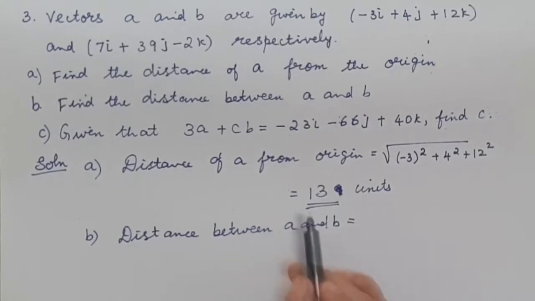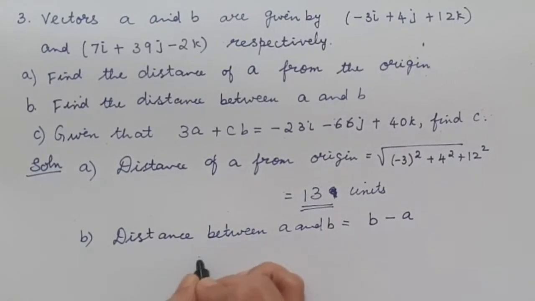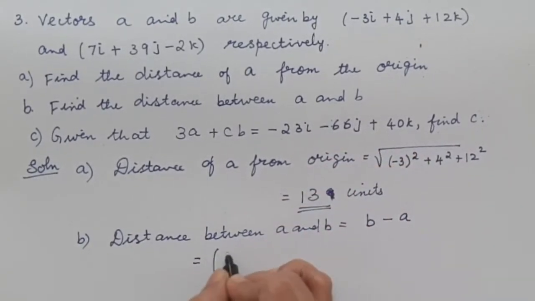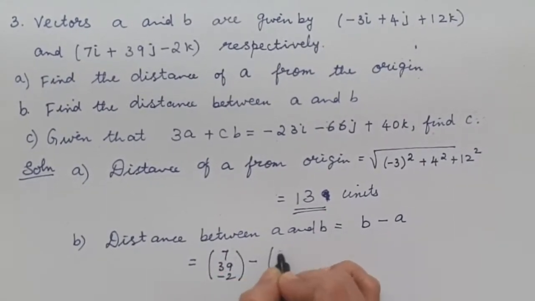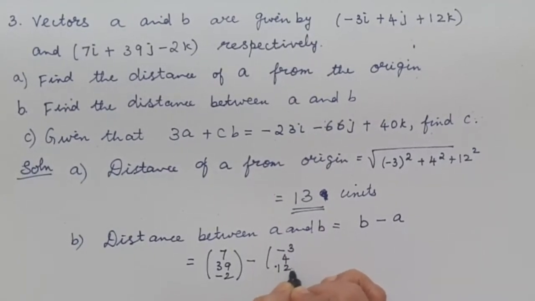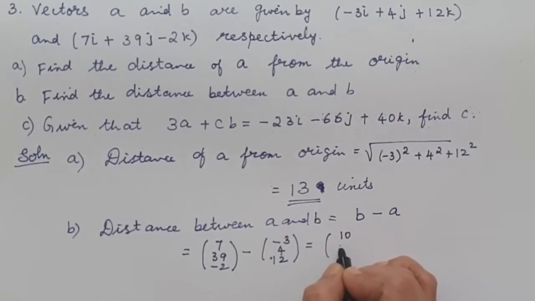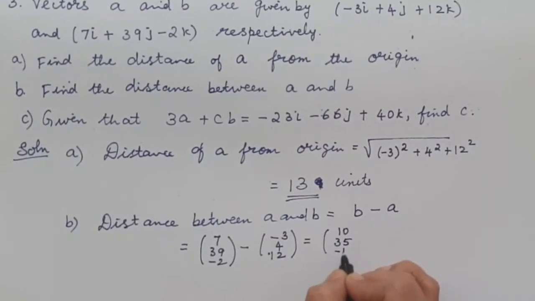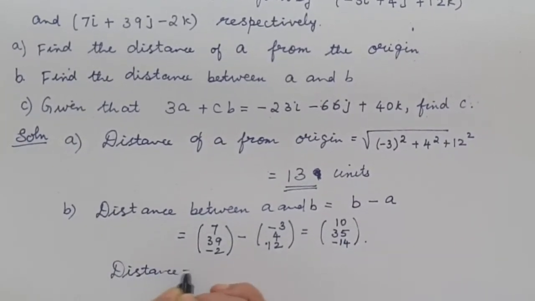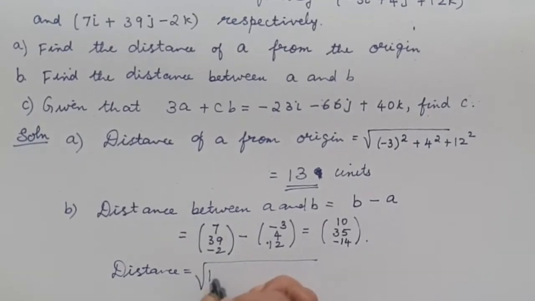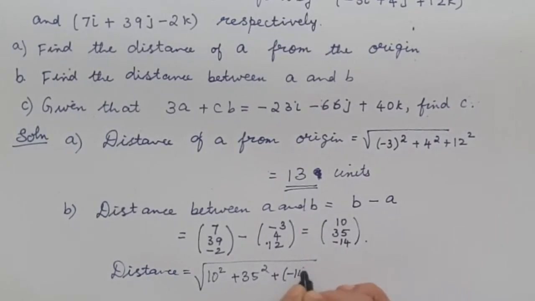Now the next part, distance between A and B will be equal to B minus A. So we'll be just writing out our vectors and subtracting them. B is 7, 39 and minus 2, minus 3, 4 and 12. So when we subtract, 7 plus 3, so it will be 10. Then when we subtract it, it is 35. Then it is minus 14. So the distance will be equal to square root of 10 square plus 35 square plus minus 14 square.